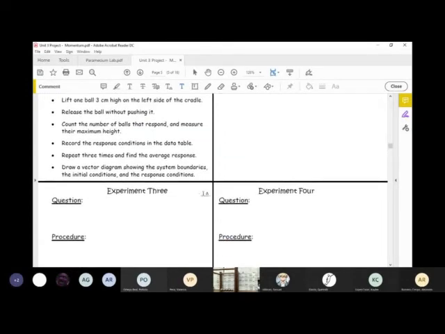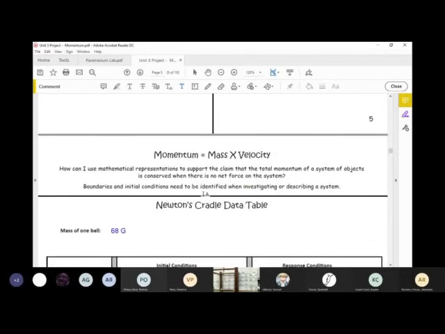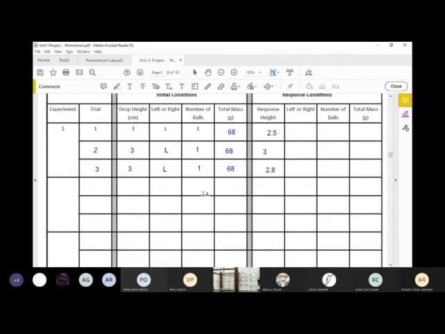The other thing I want you to finish during this time, before the end of the period, is make sure all your data is complete here. You've filled in all of your initial conditions, you've written down all of your responses, of course, and you've followed up with whether they were to the right or the left and the total mass.